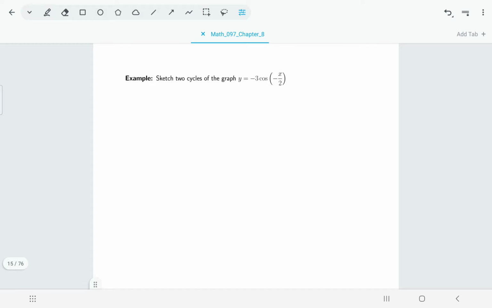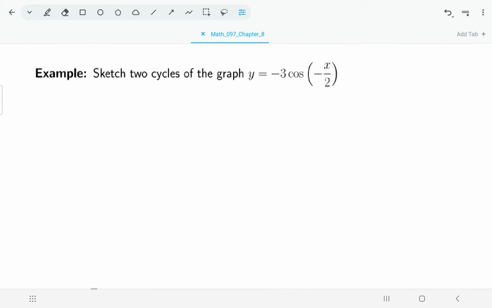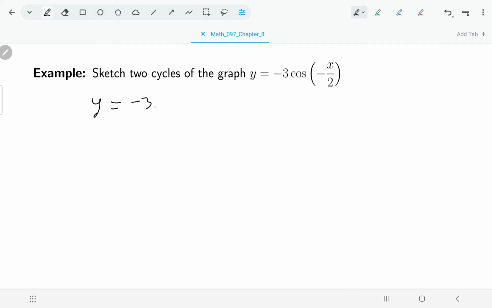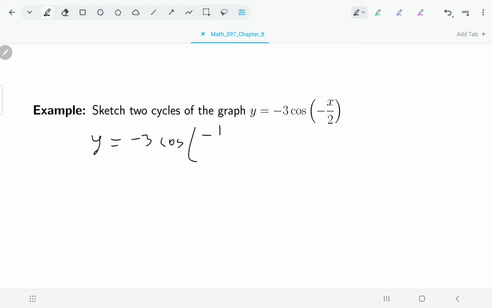Let's do another one. So here we've got a cosine graph, and again, I'm going to do a little bit of cleaning things up first. First thing that I'll probably do just to make my life easier is, as I did before with this x over 2 business, rewrite it as negative 1/2 x.